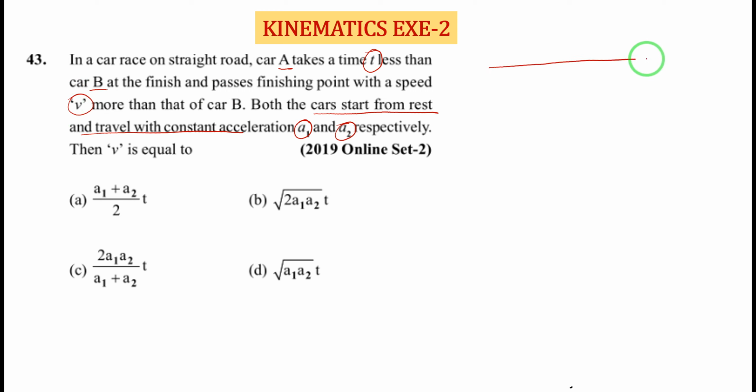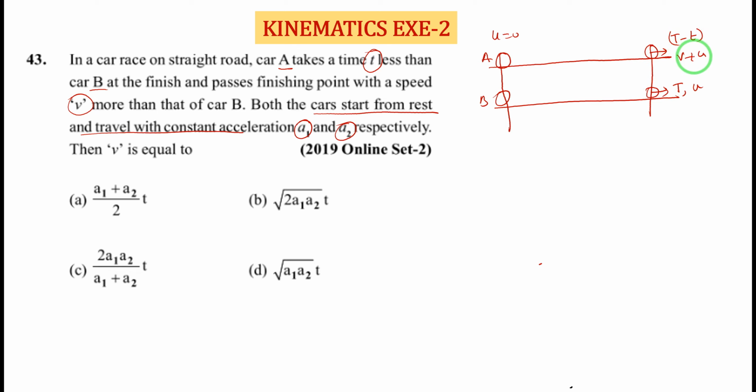So let's make two paths. And this is the start point where A and B are. Both have initial velocity 0 and this is the finish point. If B takes capital T time and finishes with speed u, then what about A? A takes T minus small t time and its velocity is v plus u as per the question, right? The distance is the same but at different points of time they are covering this distance.